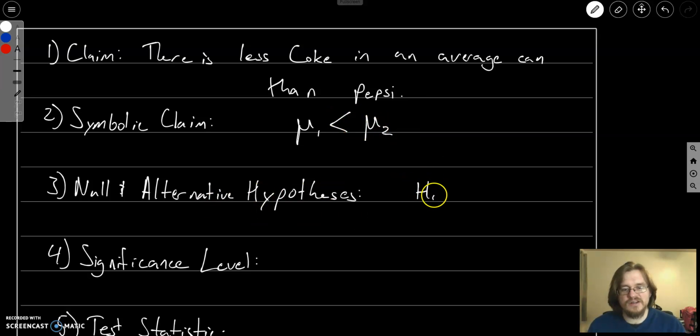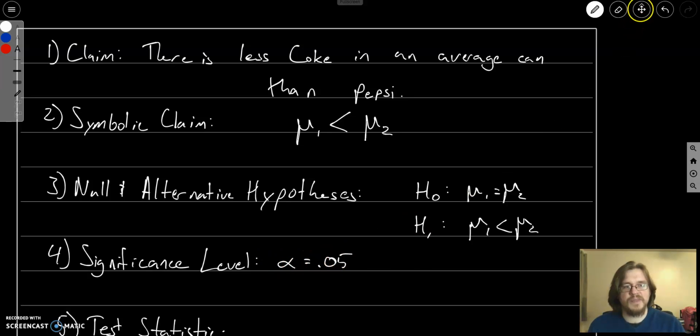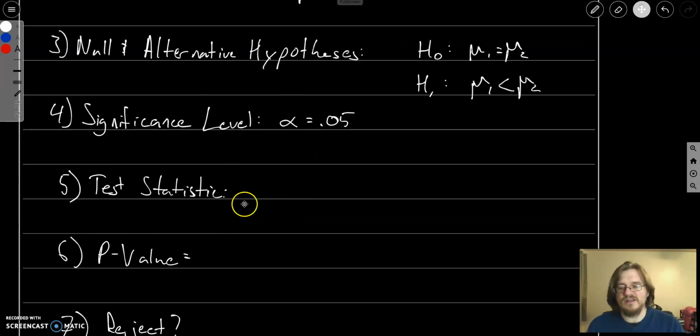Our null and alternative hypotheses: H0 will be that they are in fact equal, and our alternative hypothesis will be our claim up here, that mu1 is in fact less than mu2. And our significance level, alpha, is going to be 0.05. So again, we'll need to come up with our test statistic and our p-value.